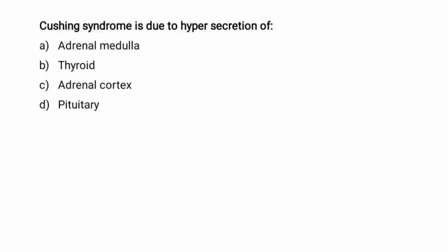Next question is, Cushing syndrome is due to hypersecretion of. Cushing syndrome remains the most common cause of endogenous cortisol excess. The rare disorder is characterized by hypersecretion of adrenocorticotropic hormone from the pituitary, resulting in a syndrome characterized by overproduction of cortisol. So the correct option will be option D.